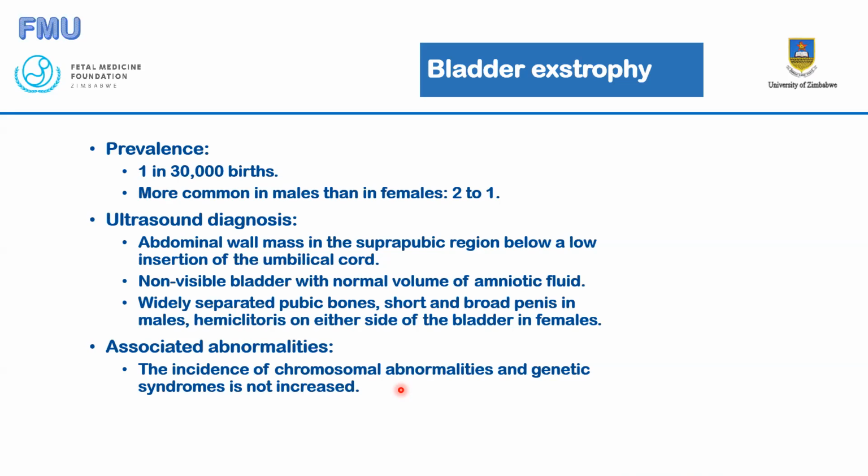You remember last week I showed these screening images for anterior abdominal wall defect where we saw the bladder. In that image, or even in the sagittal plane, we are going to fail to see the bladder. And if we scroll from the top with the baby's spine down, you are going to see widely separated pubic bones with a short and broad penis in males and a hemiclitoris on either side of the bladder in females. The incidence of chromosome abnormalities and genetic syndrome is not increased.